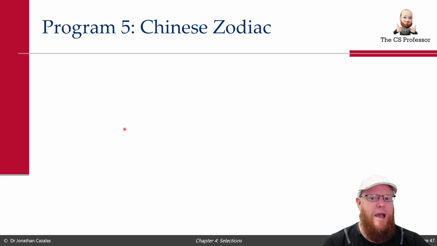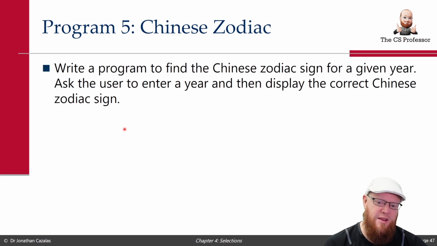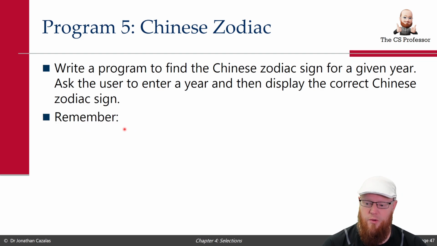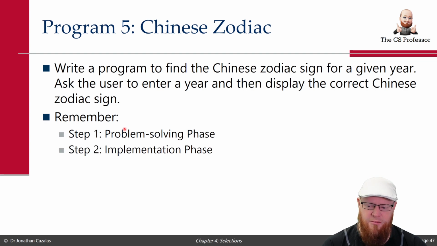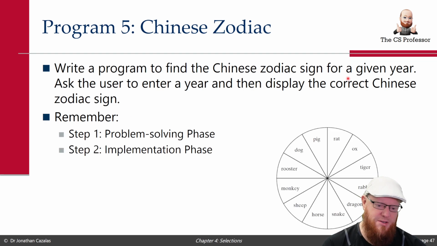So this is our last example, and it's the famous Chinese Zodiac. Maybe you know your Zodiac, maybe you don't. It's a classical example shown with multi-way if, elif statements because it's perfect for that. So for the Chinese Zodiac, we're going to ask the user to enter their birth year, and then we're going to display for them the correct Zodiac sign. So, problem-solving phase, implementation phase.